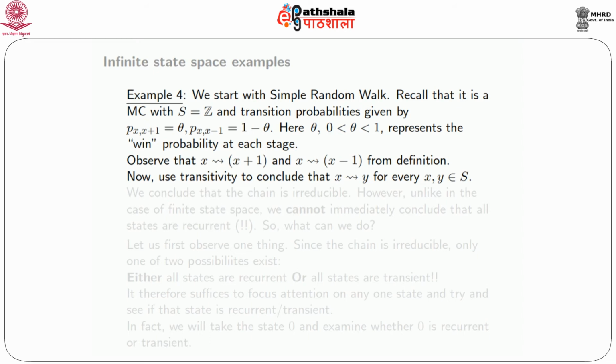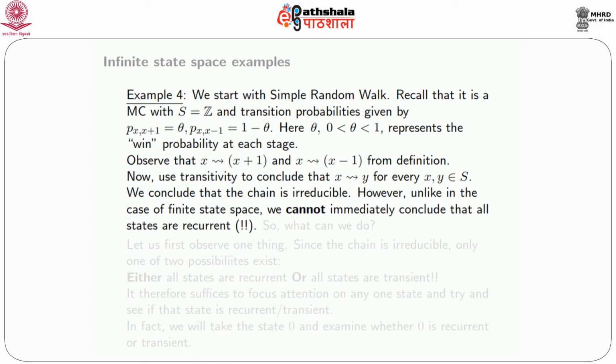So using this recursively, you can show that x leads to y for every y greater than x and every y less than x, and then you can say that x leads to x plus 1, and then in turn x plus 1 leads to x, so x leads to x. So we conclude that the chain is irreducible. However, unlike in the case of finite state space, we cannot immediately conclude that all states are recurrent. This is what we would have done had it been a finite state space situation.